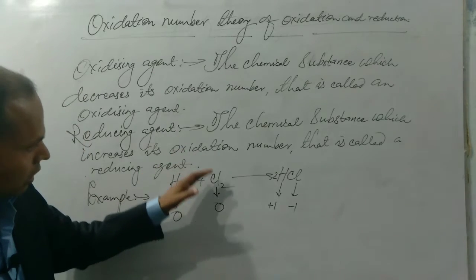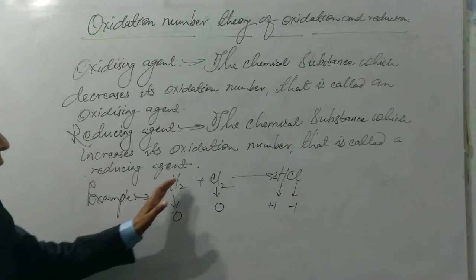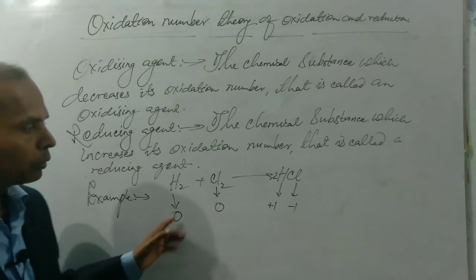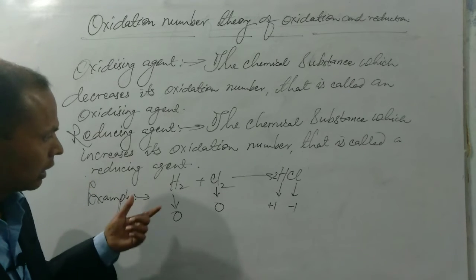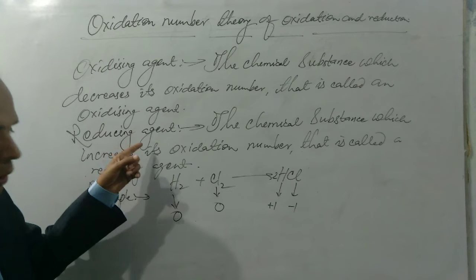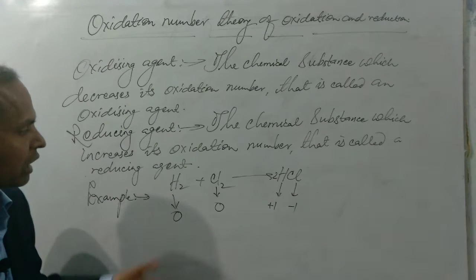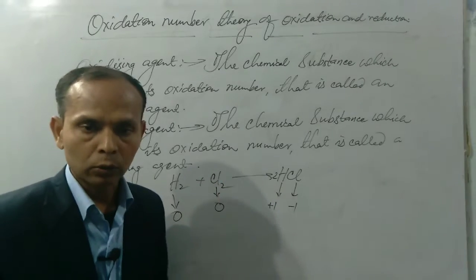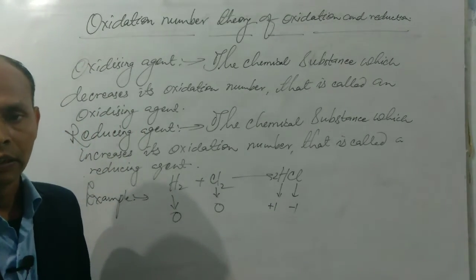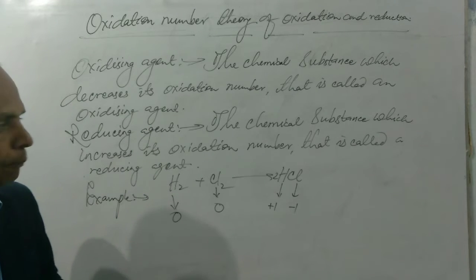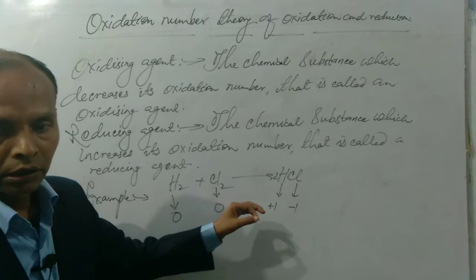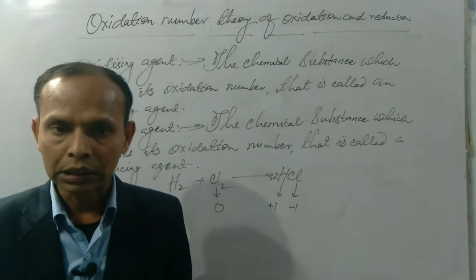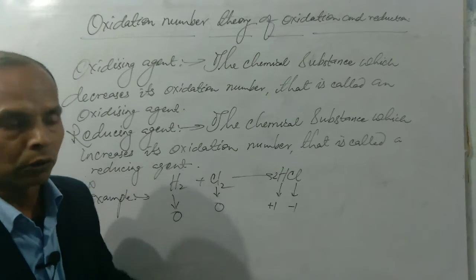We again have to focus on this reaction, H2 plus Cl2 gives HCl. In this reaction, the oxidation number of hydrogen increases from 0 to +1. So, oxidation of hydrogen occurs and hydrogen will be a reducing agent, because the chemical substance which increases its oxidation number is called a reducing agent. In case of chlorine, the oxidation number of chlorine decreases from 0 to -1. So, reduction of chlorine occurs and chlorine will be an oxidizing agent, because an oxidizing agent is such a type of chemical species which decreases its oxidation number. So, with the help of this reaction, all the four terms are explained. These are the definitions of oxidation, reduction, oxidizing agent and reducing agent on the basis of oxidation number theory.